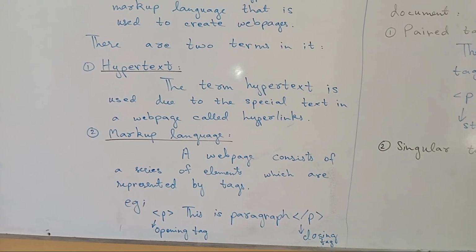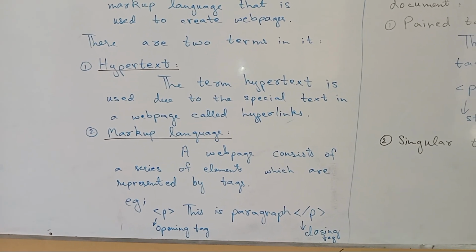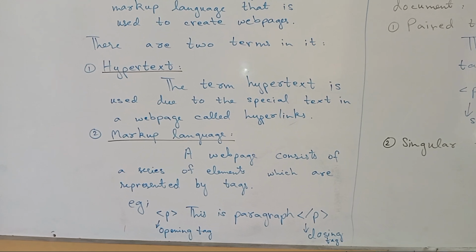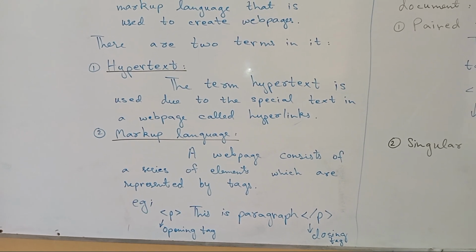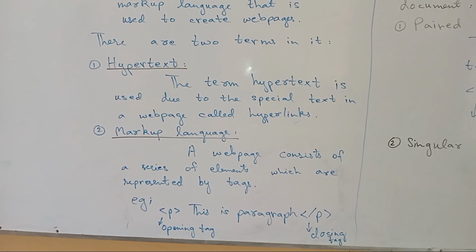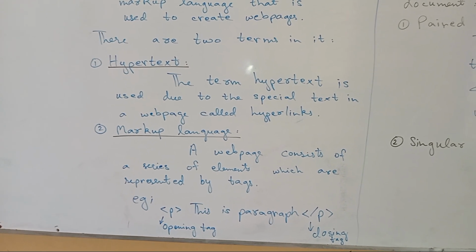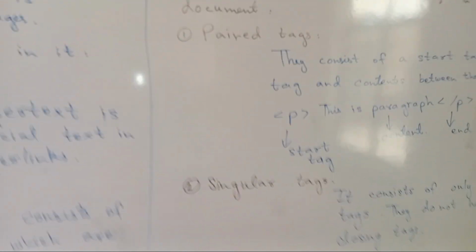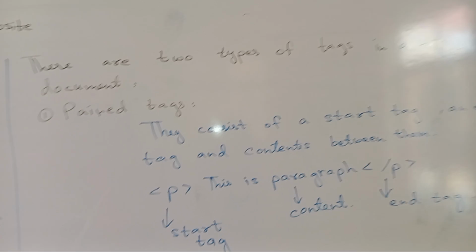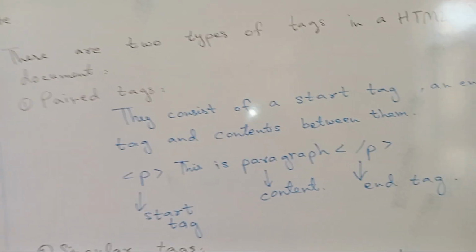So first is the opening tag, then the content which is written in between these two tags, and then the closing tag. This is how these tags are used in a web page, and this is called the markup language, right? Now there are basically two types of tags in an HTML document.